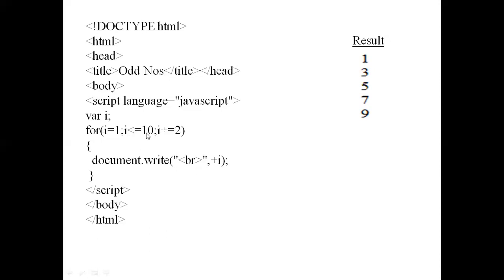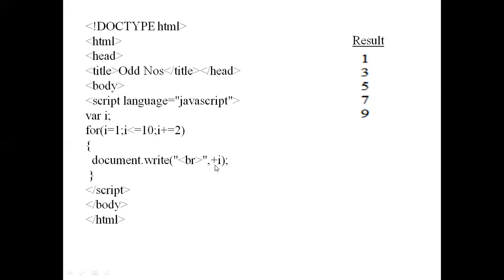1 is less than 10? Yes. Okay, so it will increment 1 by 1 plus 2. The next value becomes 3. So it will display document.write 3 here. Now what is i? 3. 3 is less than 10? Yes. 3 plus 2, 5. So it will display 5 here. Okay, next will be 7. Then will be 9. So 9 is less than or equal to 10? Yes. 9 plus 2, 11.